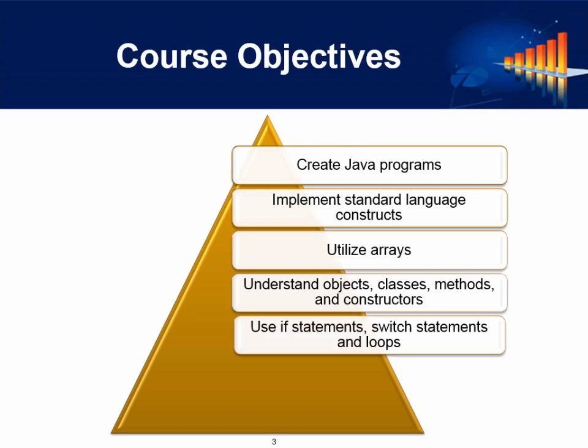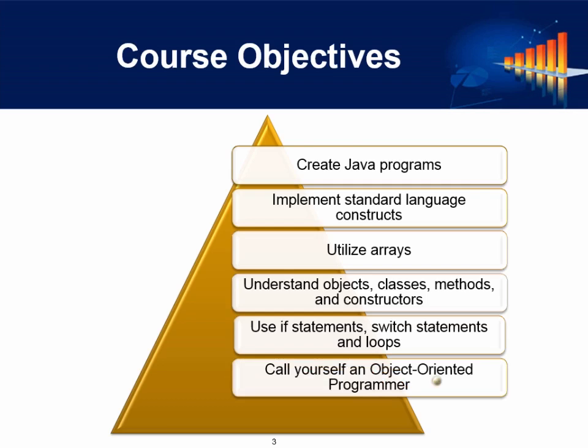our own methods, our own constructors. We'll talk about if statements so we can make some decisions. We'll talk about switch statements, which are also used for making decisions in our code. There's 3 types of loops in Java. We'll be covering those. And basically, by the time you're done, you're going to be doing some programming and you're going to be doing some object-oriented programming. So you will be an object-oriented programmer using the Java language.